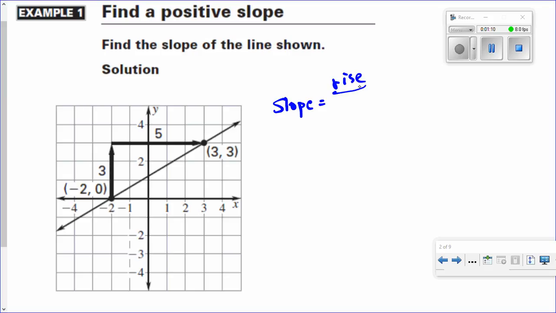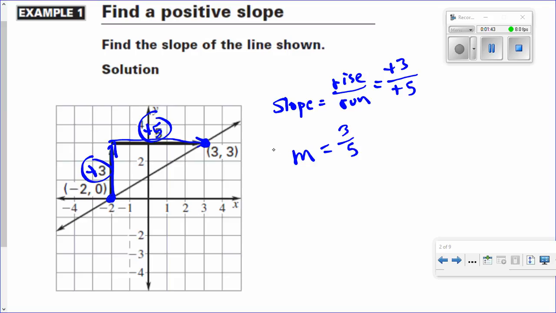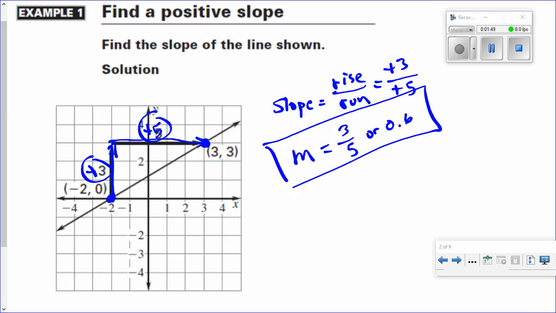rise over the run. As I look at this point right here and I go to this point here, I'm going to have to go up. How many? I go up 3, that's a positive 3. So I rise 3. And then I run, or I go over in the positive direction 5, that's a positive 5. So my slope is 3 over 5. Slope is represented by the letter m. I'm not even sure why that is, but m is going to equal, in this case, 3 over 5, or we could say 0.6. Any of those will work just fine.